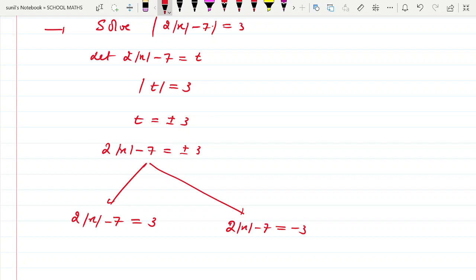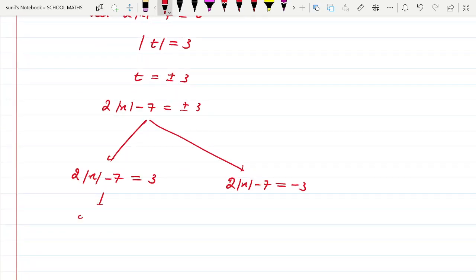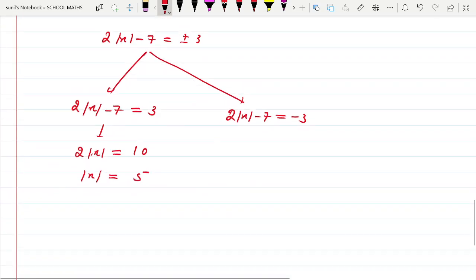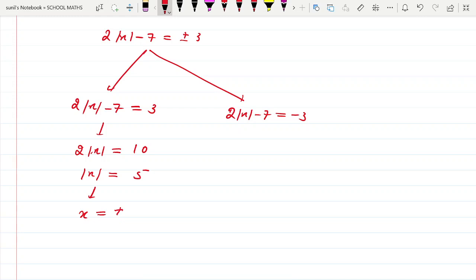Now first of all, solve them. So what will I obtain from here? 2 mod x is equal to 10 and mod x is equal to 5, and from this I can conclude x is plus minus 5. Now what about this? I can write 2 mod x is equal to, if I shift this minus 7 to the right hand side, plus 4. So mod x is equal to 2, so I can say that x is plus minus 2. So guys, these are some basics I'm solving in front of you. This type of equation can be solved very easily.